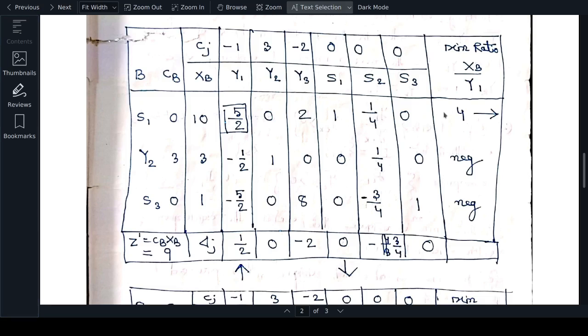Sonali, table 2, Keshav, Keshav Yes, present sir. or not? Yes, sir.